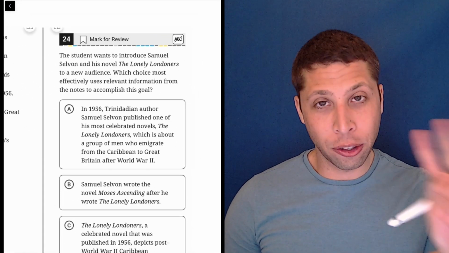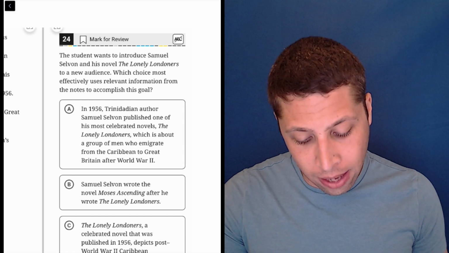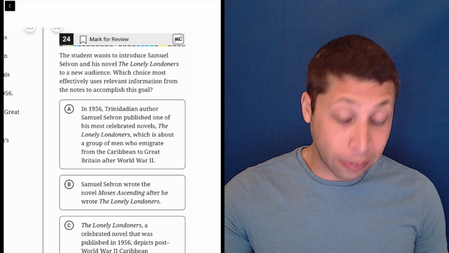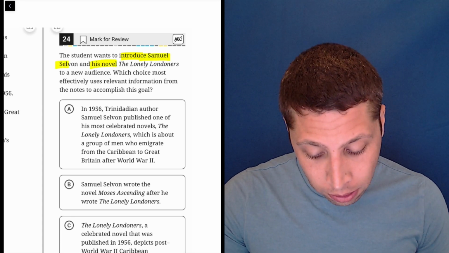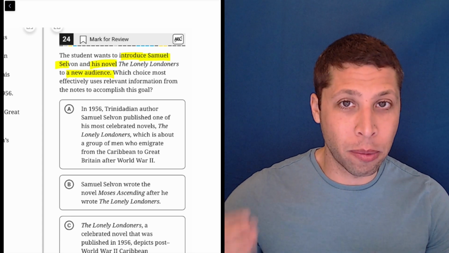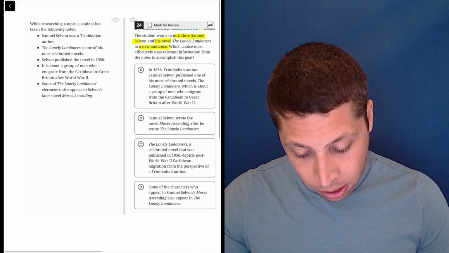Focusing on these goals, we've got two ideas here. The student wants to introduce Samuel Selvin and his novel to a new audience. So maybe this is even three goals, right? We have to introduce the author and the novel, and we have to do it in a way that works for someone who doesn't know who he is, right? So a new audience. So let's read about him.